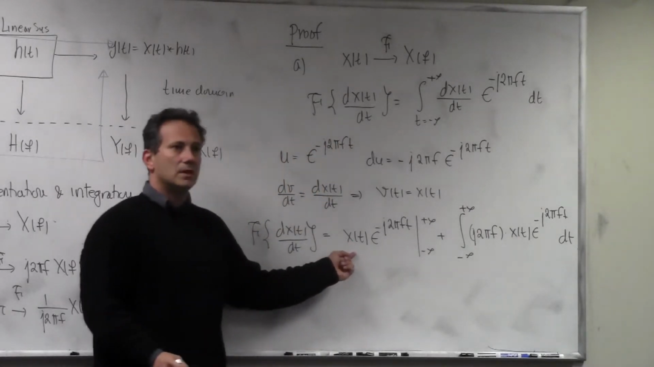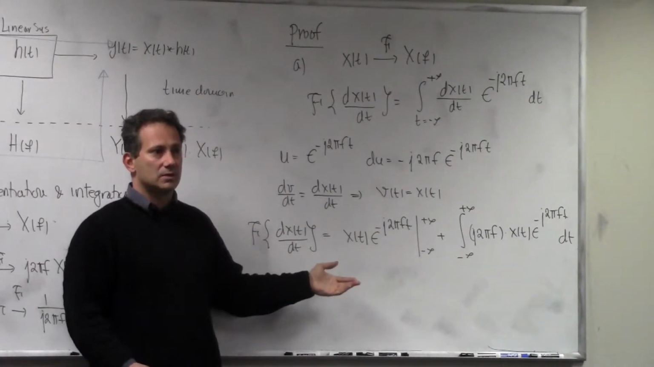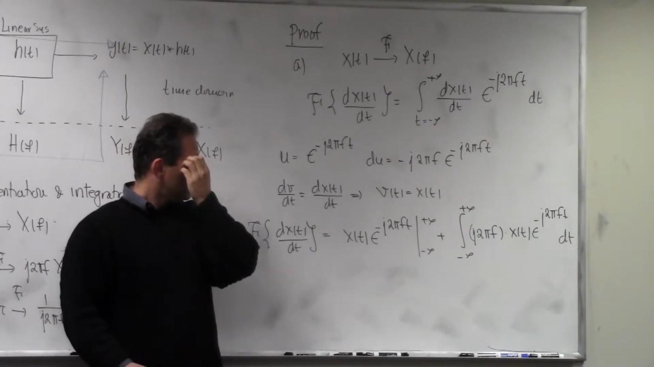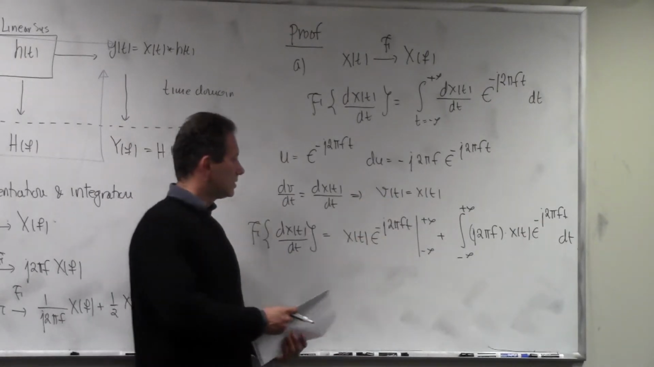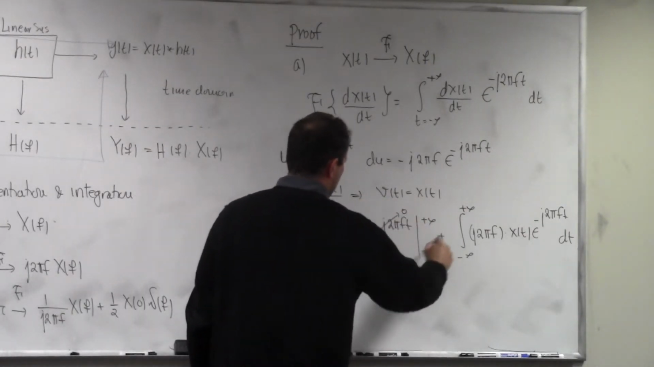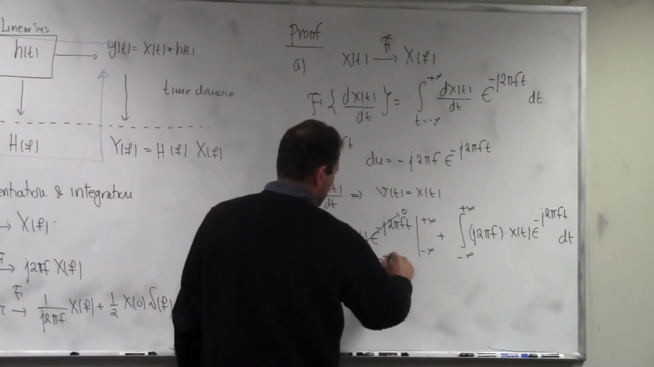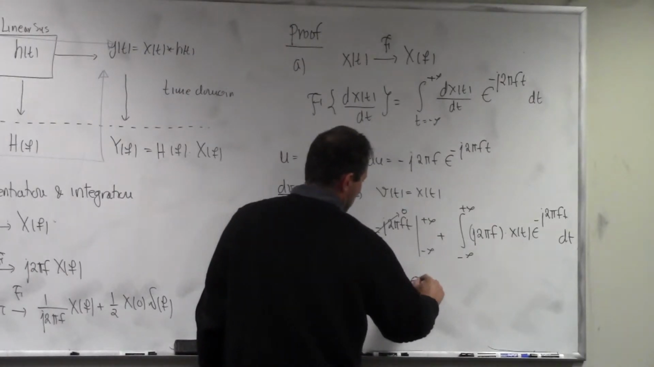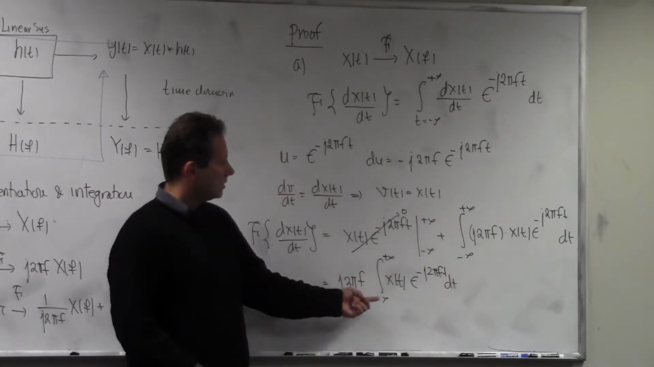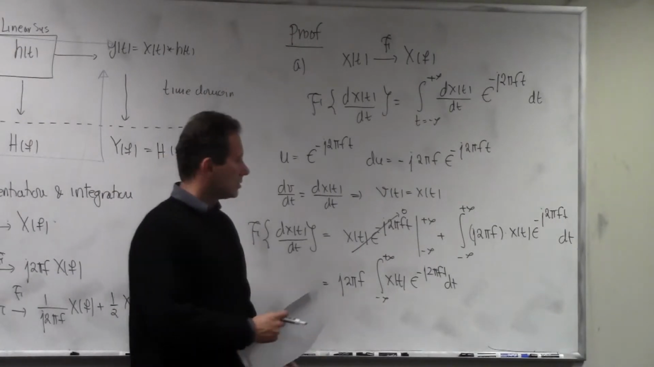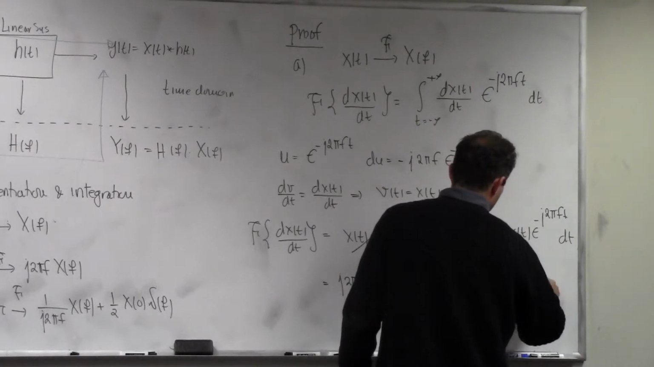Now, x of t is a signal for which I have a Fourier transform. That means that the signal is equal to 0 at minus infinity and plus infinity. Therefore, this part here is equal to 0. And then you end up with j 2 pi f, integral from minus infinity to plus infinity, x of t e to the minus j 2 pi ft dt. And you recognize that the second integral is essentially X of f. So I get that this is j 2 pi f X of f.